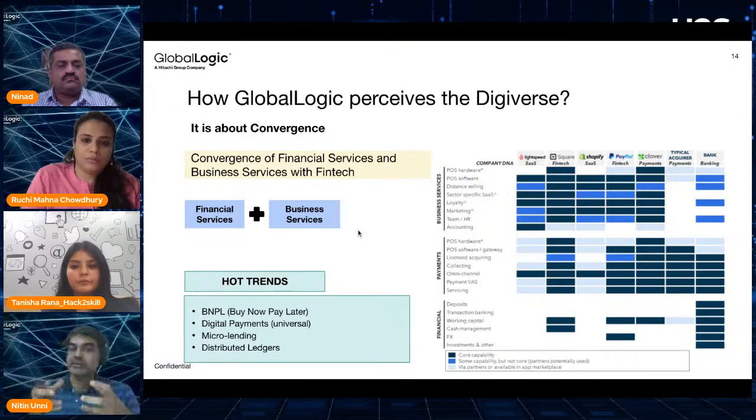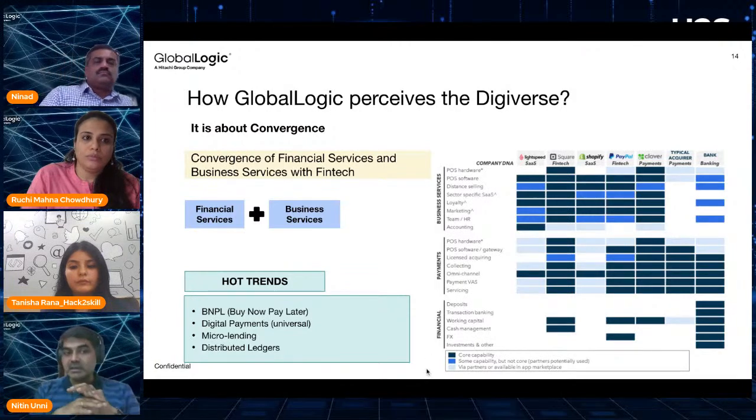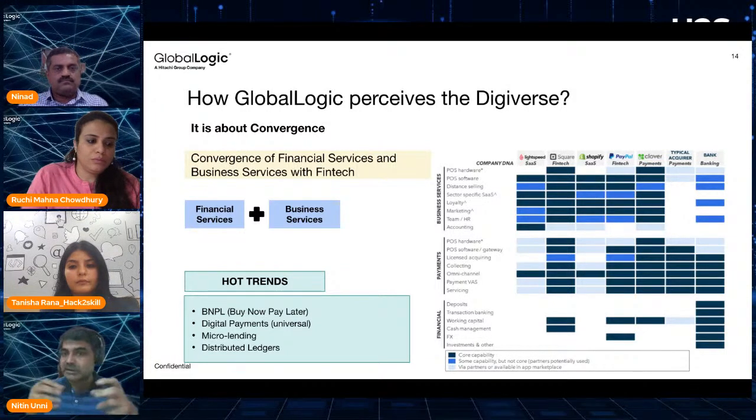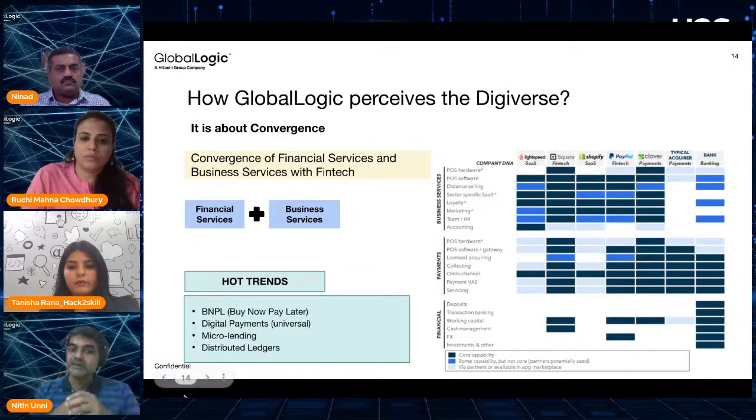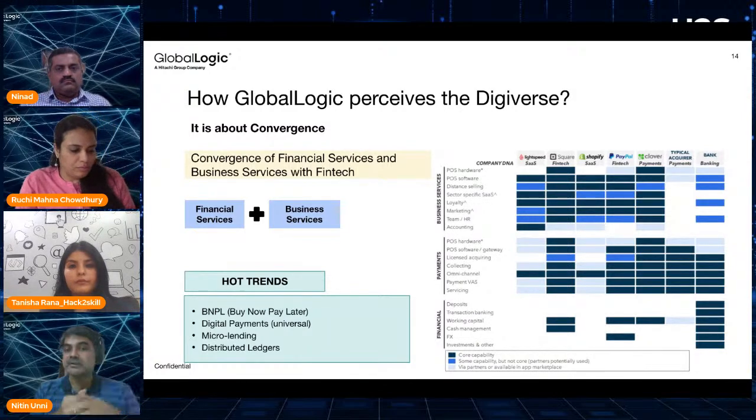In summary, Digiverse is the universe of all the various digital technologies that can enable convergence to come together between different parts of an industry or from one industry to another. In this case, things like buy now pay later, buy online pay in store, and micro lending. I saw some comments around DApp applications, so all those also form part of the convergence.